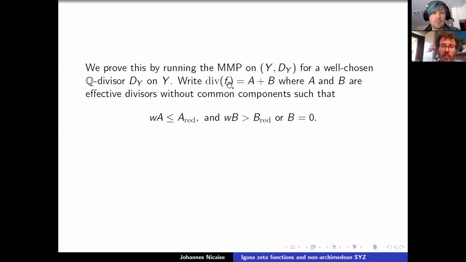So this means that in this part A of the divisor of F, we collect components for which W is at most equal to 1 over the multiplicity of the component. So that's a condition that appears here. And what's W? W is our constant value of the weight function, that's right. And then we have the remaining part of the divisor, which is characterized by the property that W·B is strictly larger than B_red. Or, if such components don't exist, then B is equal to 0.